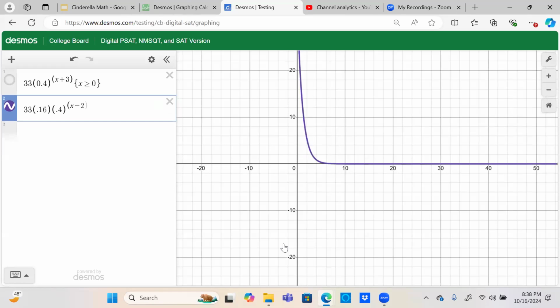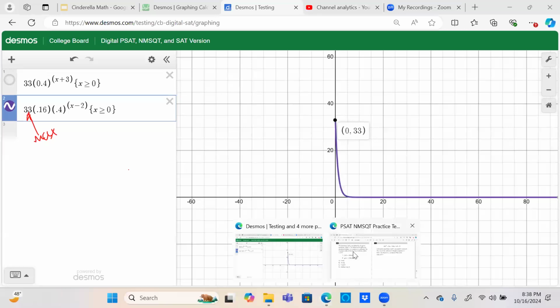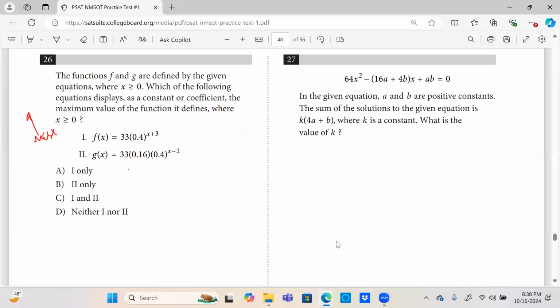Okay, and again, we're only looking, so let's restrict this with a squiggly bracket. X needs to be greater or equal to 0. Now, what's that maximum value? Right there. Ooh, it's 33. So this one does display its maximum value. So the second one did. That is a weird question. So only the second one. Let me see if that's right. I think it is. Yes. Ew, that's weird.